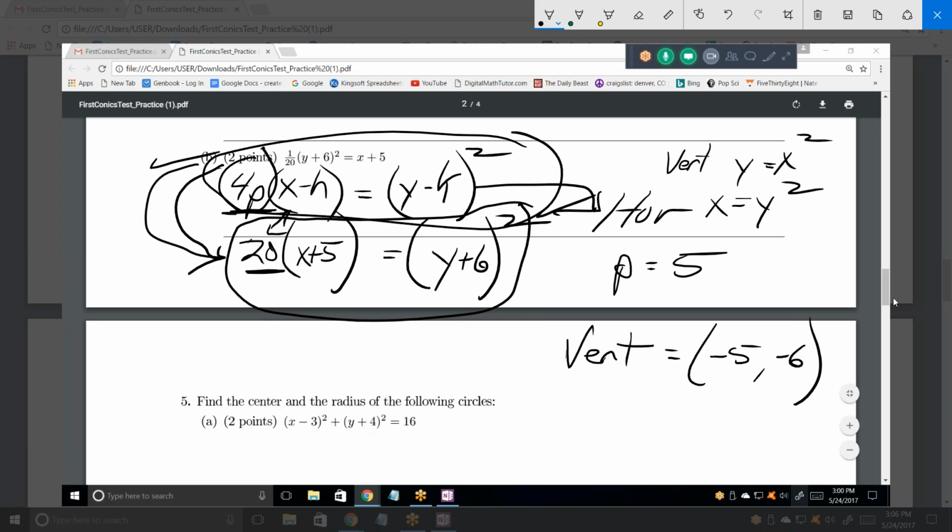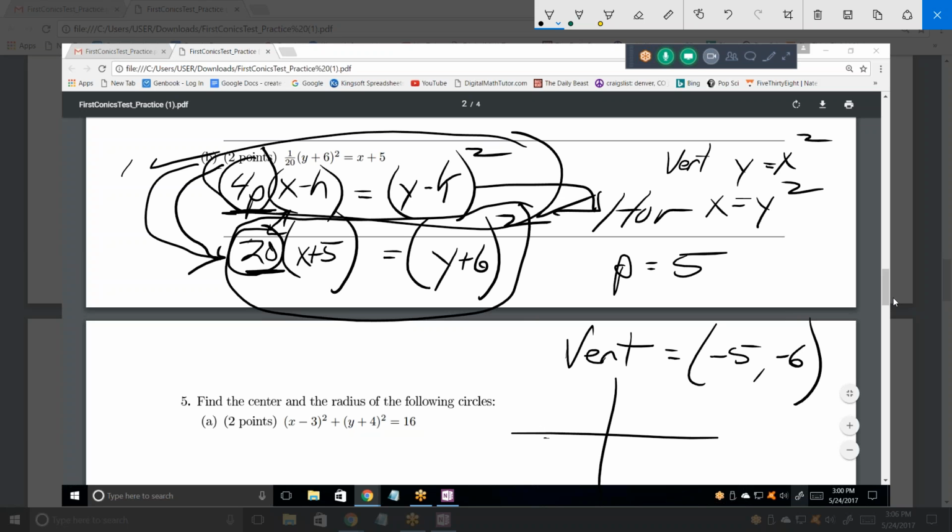And once you know P and the vertex, well, you know a lot. For one thing, I knew that this was a horizontal parabola. Does it open to the right or the left? It opens to the left because it's negative. The right is positive, the left is negative. We don't see any negative signs here. That's not negative, that's positive 20. So it opens to the right.